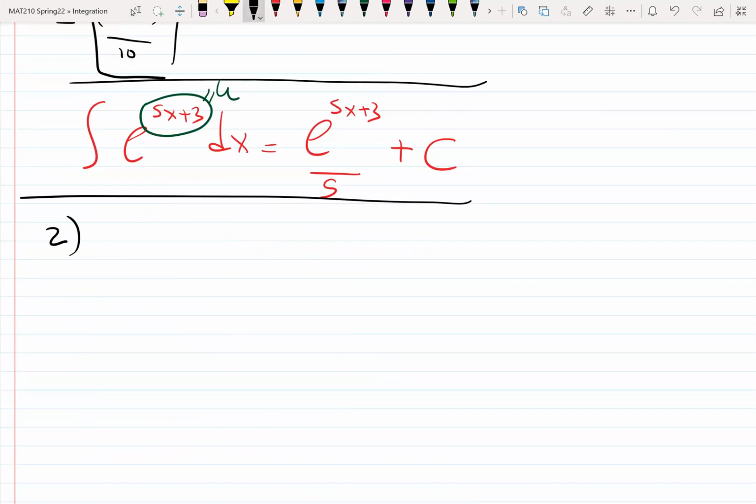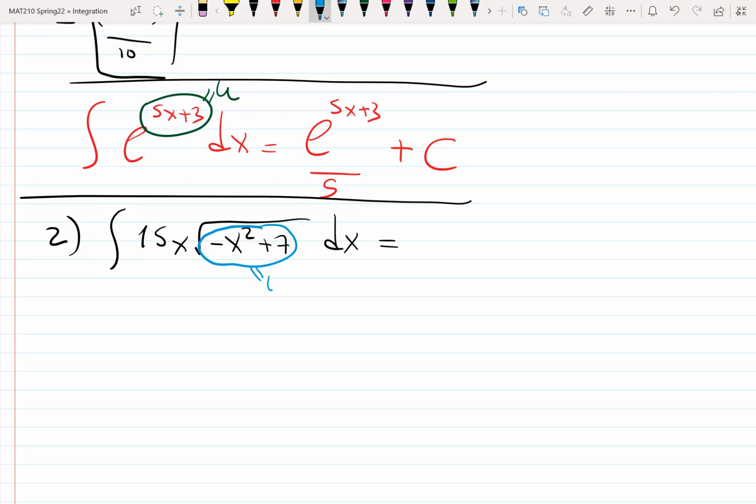Example 2: the integral of 15x times the square root of minus x squared plus 7 dx. How about that? That's a u substitution. Nobody likes having stuff inside the square root, so call this u. Let u be minus x squared plus 7. Then du is minus 2x dx. And this is exactly what answers the question from before: what to do with 15x dx.